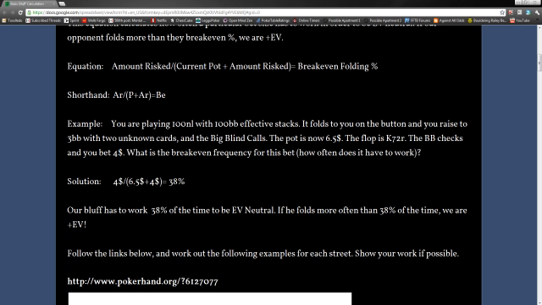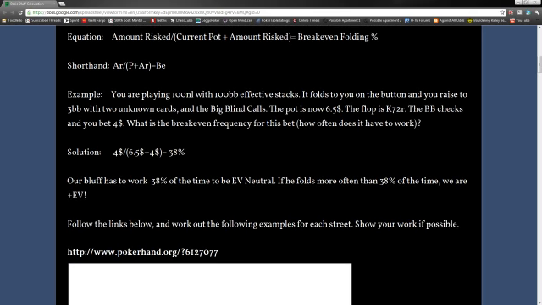So here we have the numbers plugged into the calculation. The amount risked, $4, divided by the current pot, $6.50, plus the amount risked, $4. That's the amount we bet. And we plug that in, and we will get 38%. So our bluff has to work 38% of the time for it to be EV neutral. If he folds more than 38% of the time, we're going to be plus EV on this bet.